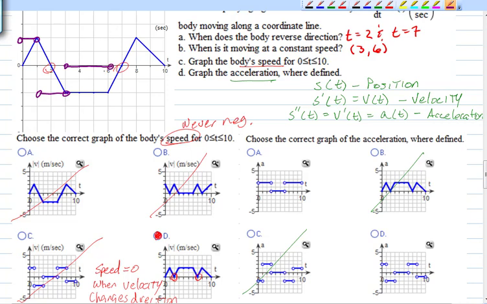Do we see any of these graphs taking shape? Yeah, which one is it? This is the correct answer choice here. So you see how you look at the graph of the function and then identify what the graph of the derivative would look like.